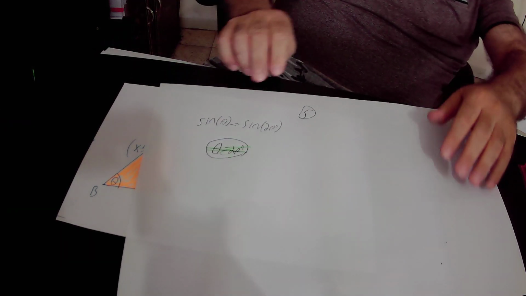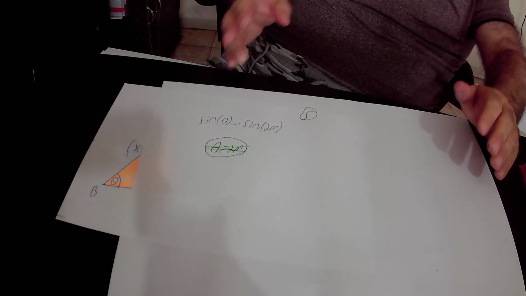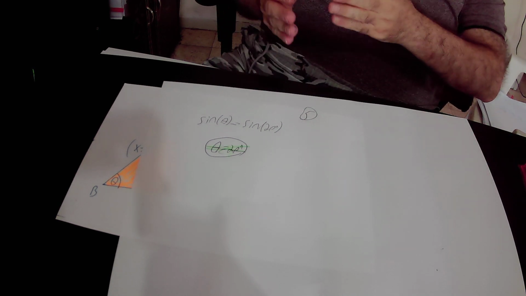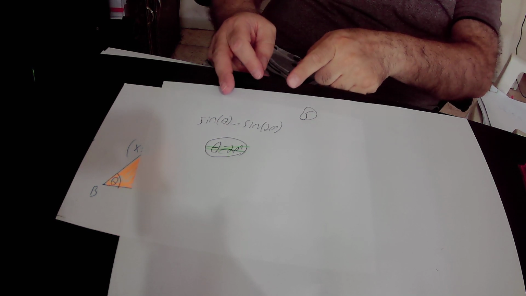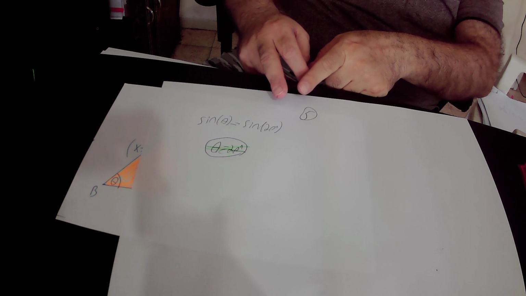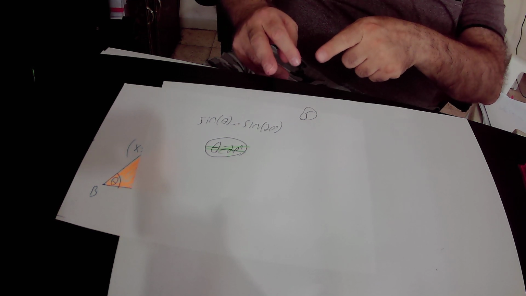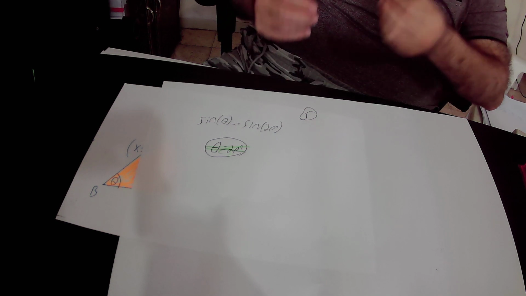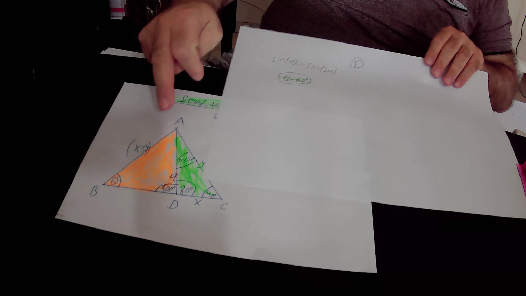We are left only with sine theta equal to sine 20 degrees, and if sine alpha equals sine beta, it means that alpha equals beta. Therefore, if sine theta equals sine 20 degrees, it means that theta equals 20 degrees. So in both methods, we found out that the size of this angle theta is equal to 20 degrees.